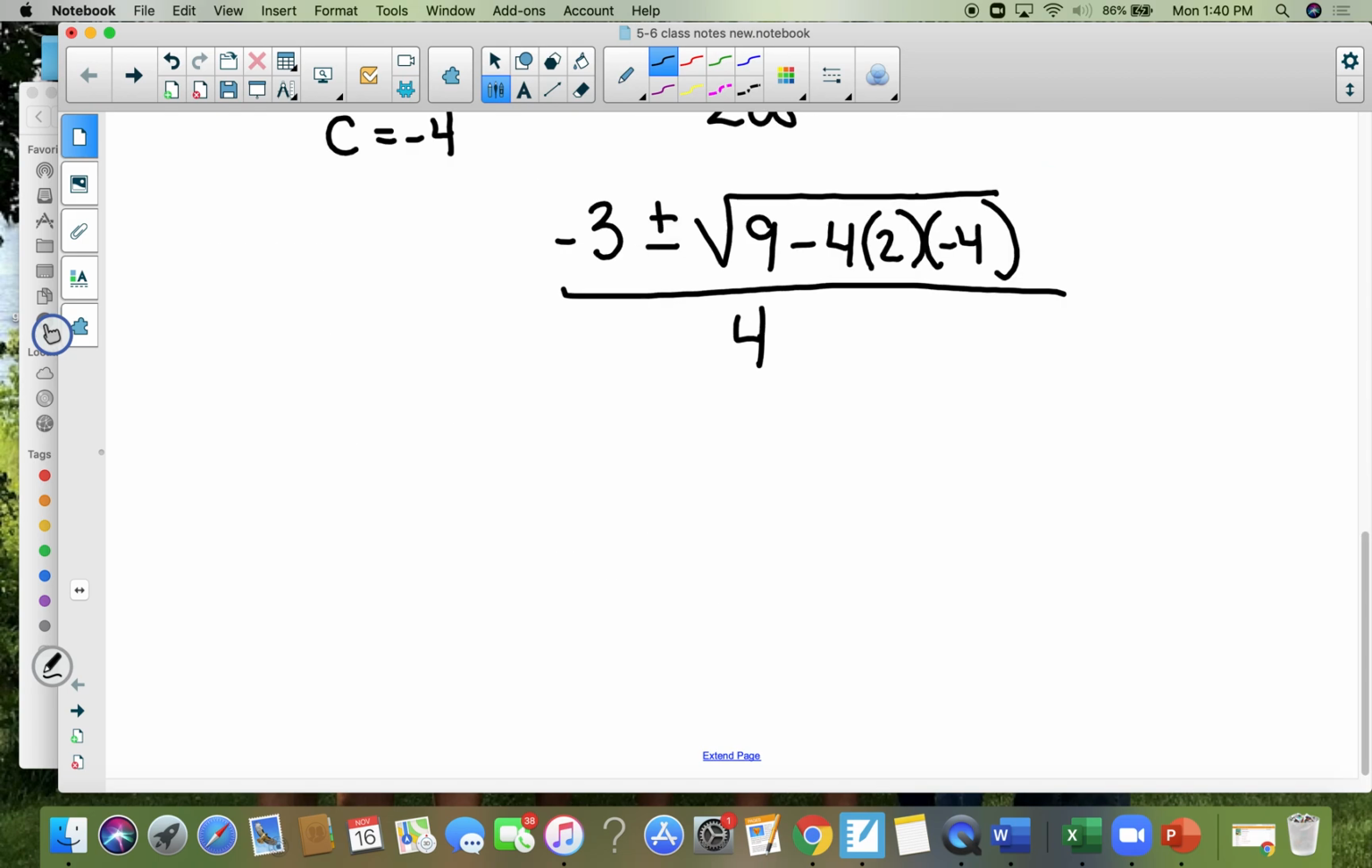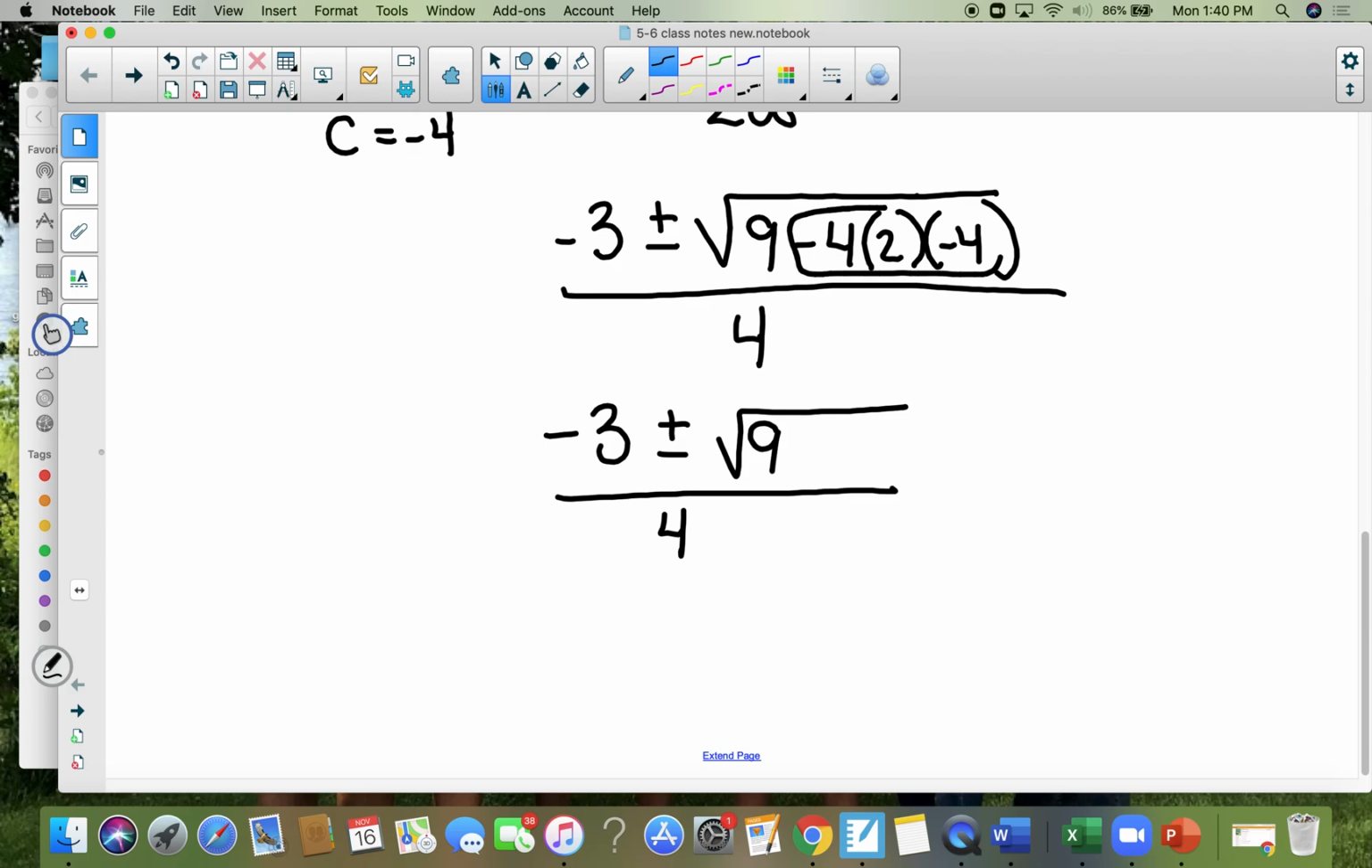Hopefully I'm not going too fast, but you've already had this formula in Algebra 1. Again, you have to leave the 9. You can multiply these together. You've got a negative of a negative, which ends up becoming a positive, and 4 times 2 times 4 is 32. Negative 3 plus or minus the square root of 41 divided by 4.